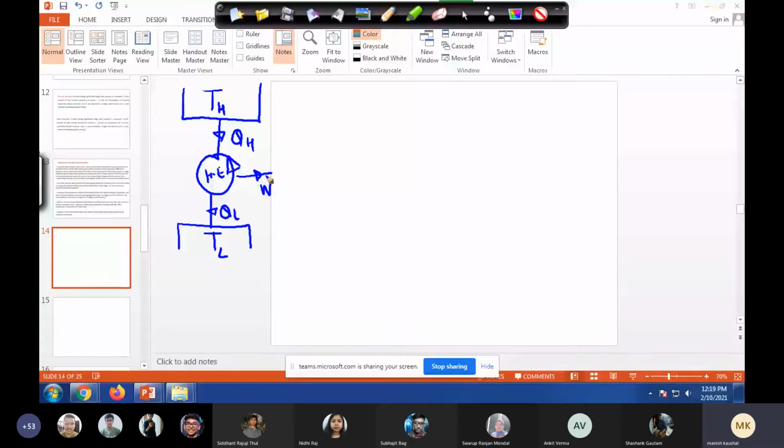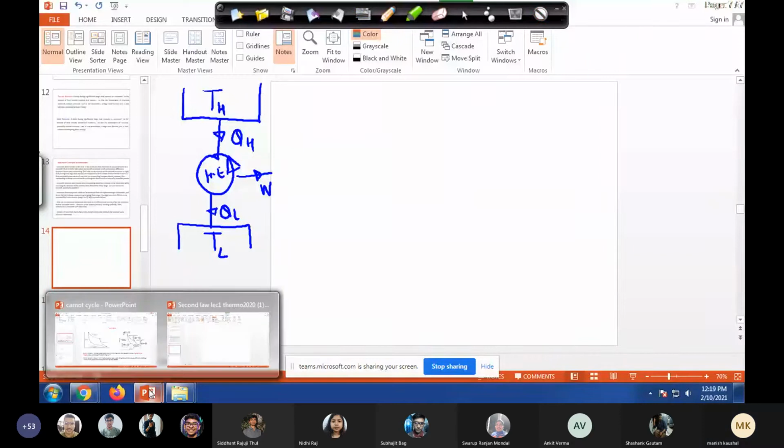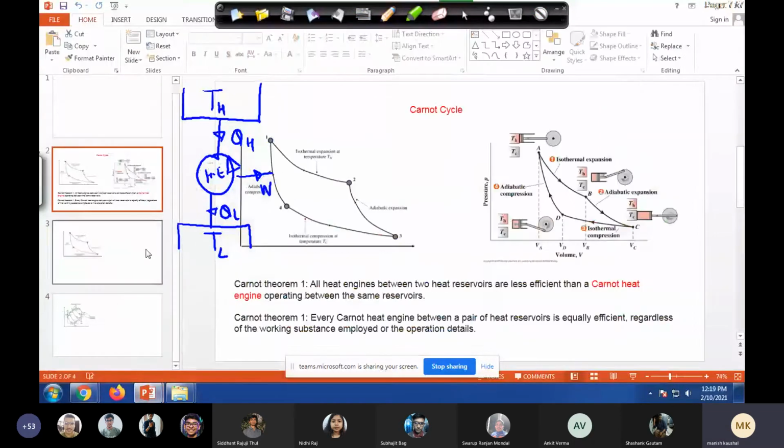Today we are going to start with the Carnot cycle, so there should be a reference point, and you will get to know the reason why. Basically, the Carnot cycle is a reversible cycle. Let me share another PPT. And why we need to define this reversible cycle, you will soon get to know.